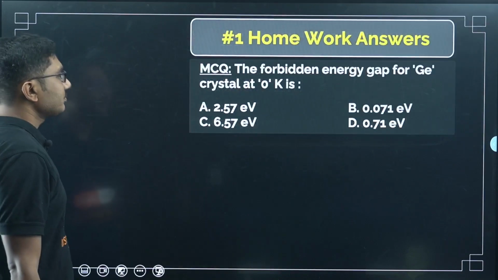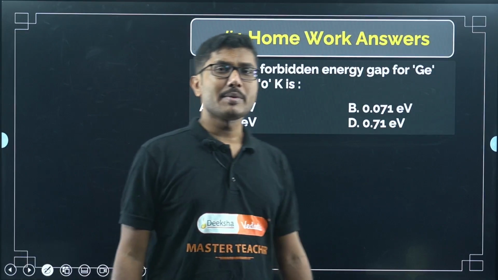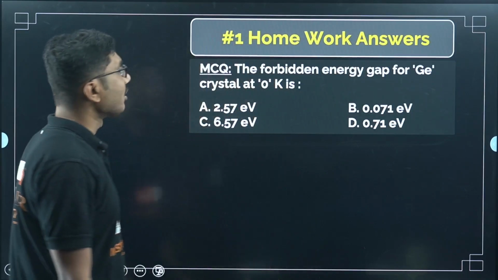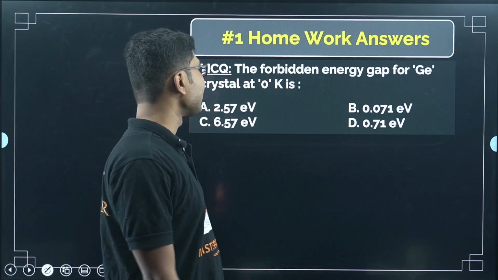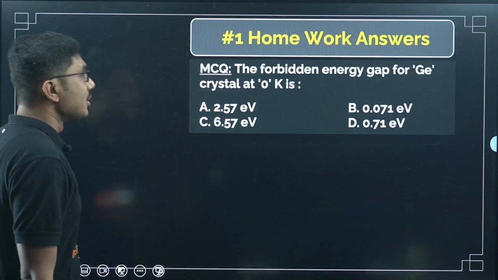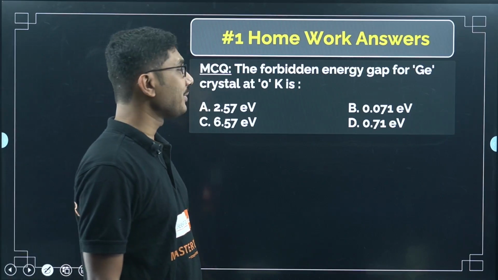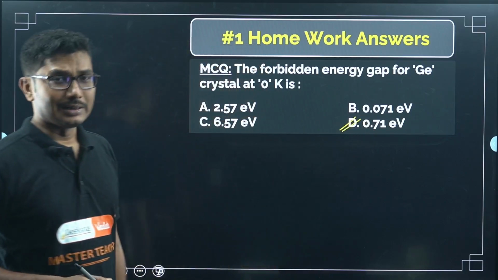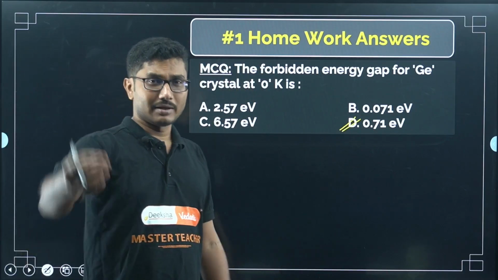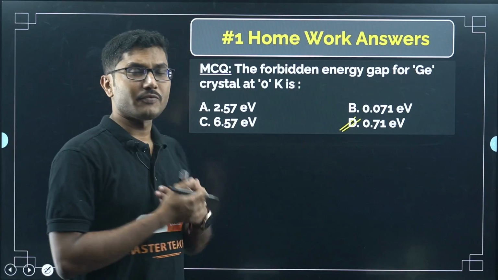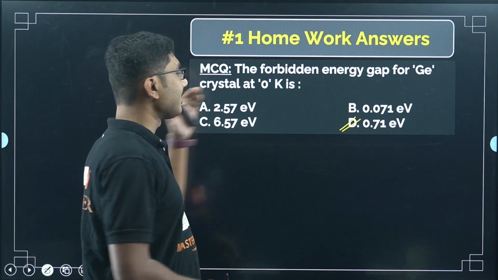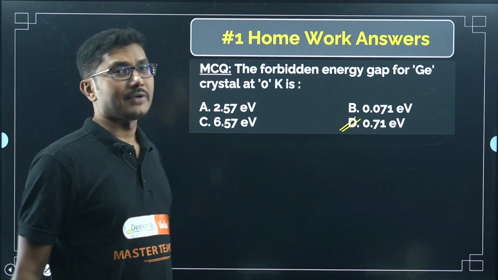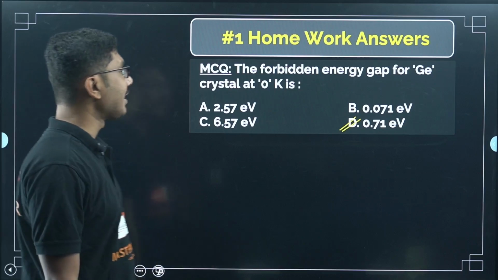Right, now let's look into the homework problem I gave you yesterday. The forbidden energy gap for germanium crystal at 0 Kelvin is? So what is the forbidden energy gap for germanium? If you have done your research, it will be 0.71 electron volt. We will discuss that in a while, but since we have discussed forbidden energy gap, the forbidden energy gap for germanium is 0.71 electron volt. You should remember that value.